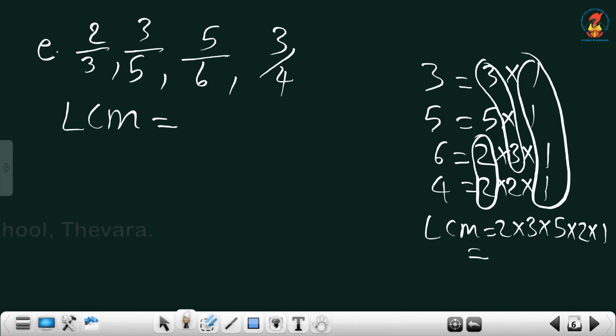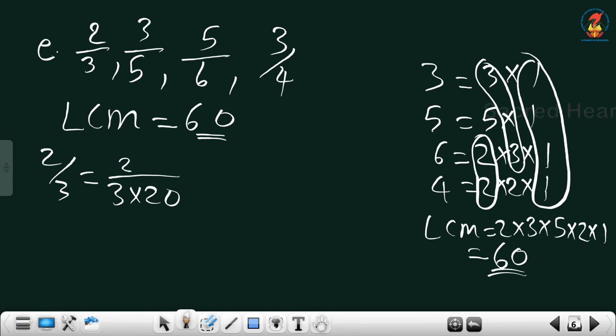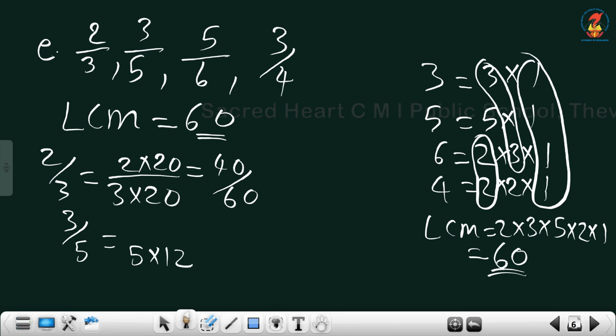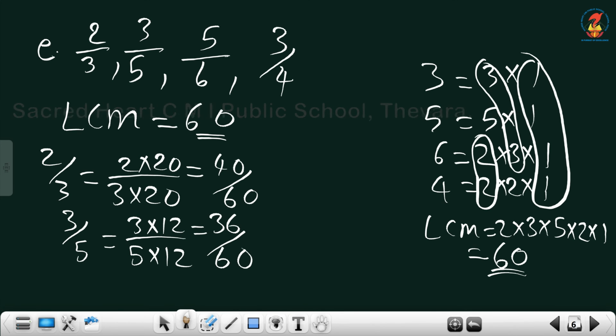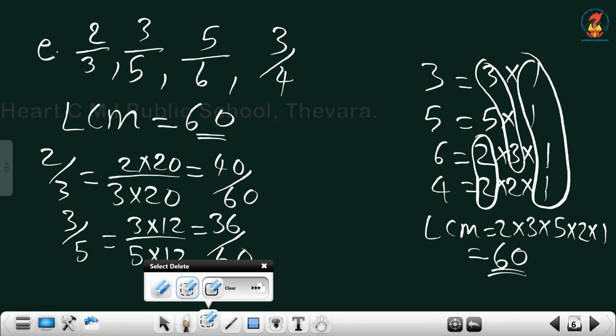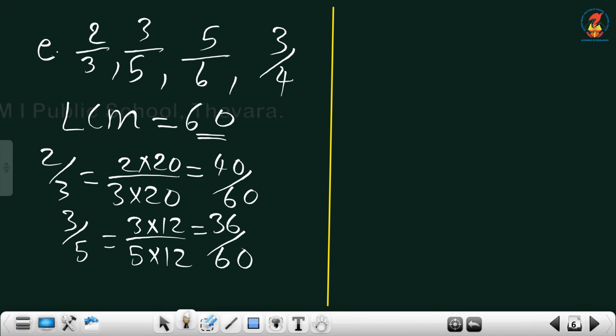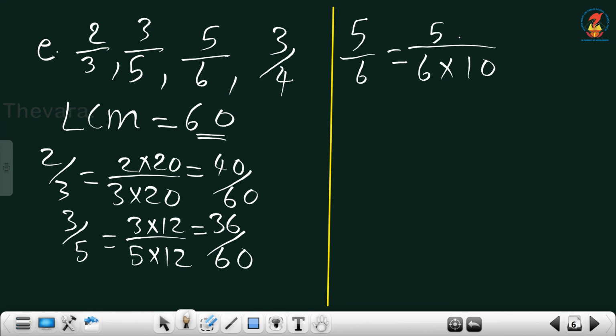Okay, and 2 3s are 6, 6 5s are 30, 30 2s are 60. LCM equals 60. 2 by 3 equals 3 into 20 equals 60, 2 into 20, that is 40 by 60. And next one, 3 by 5. 5 into 12 and 3 into 12, that is 36 by 60. And 5 by 6, 6 into 10, then 5 into 10, that is 50 by 60.